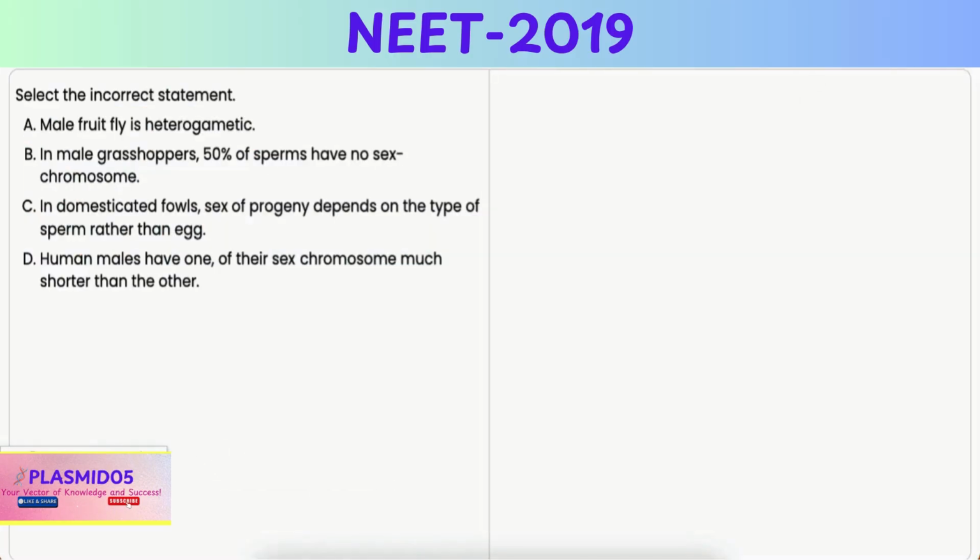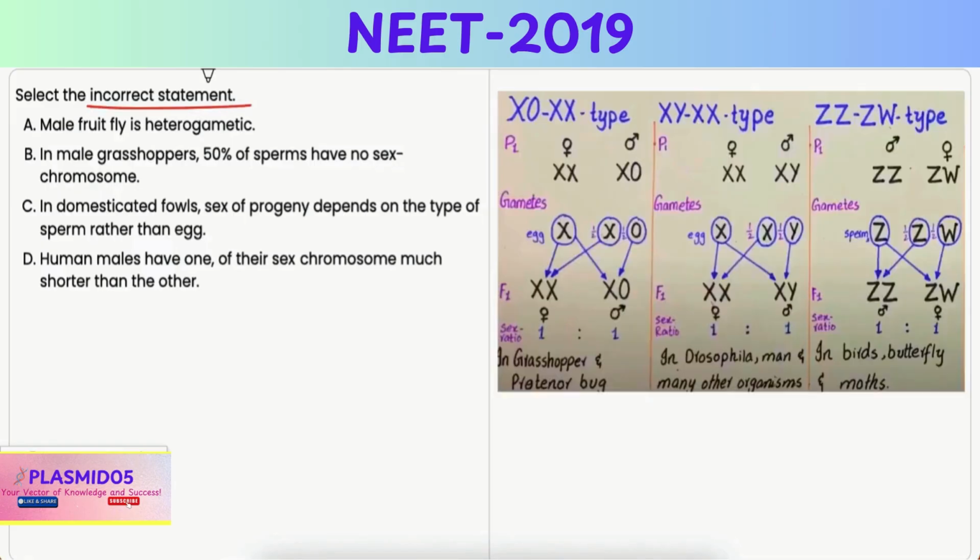In this question, you have to identify the incorrect or the false statement. Option A, male fruit fly is heterogametic. Now, this is true. Male fruit flies, that is Drosophila, are indeed heterogametic. That is, males have two different, that is hetero, types of sex chromosomes, X and Y. Hence, it is an incorrect option.